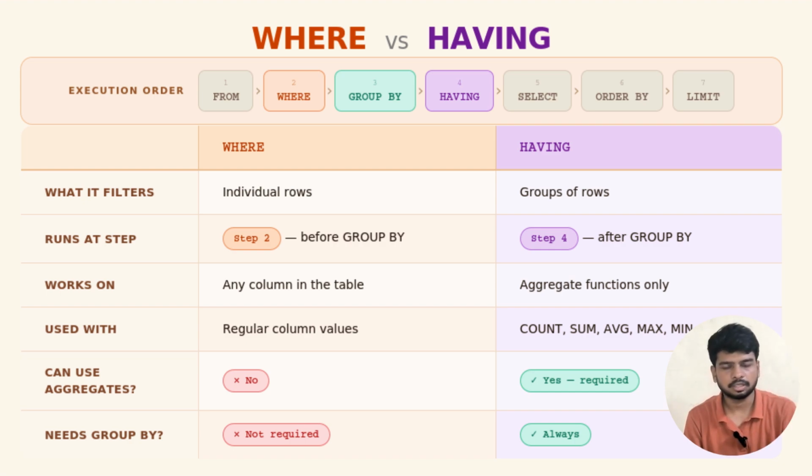You just filter it, ascending to descending, you will order it, and then you will use limit there. So this is how the execution is done. This is how the system reads your code and executes it. Okay, so here is the difference between WHERE and HAVING.